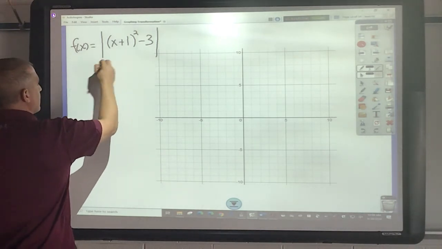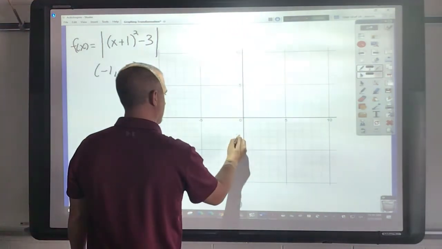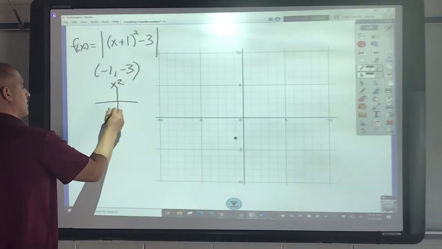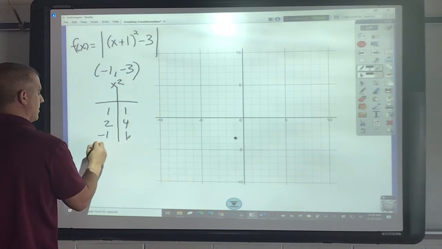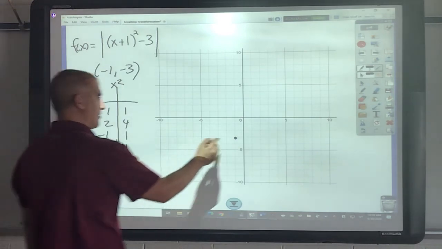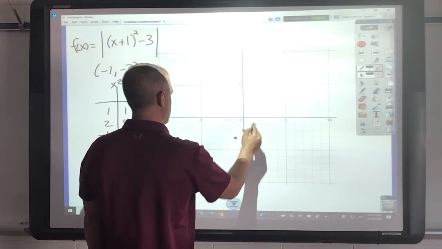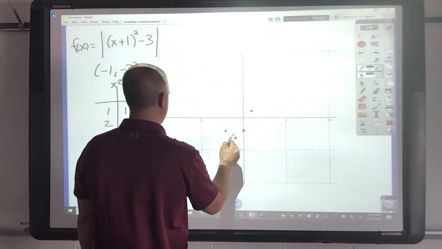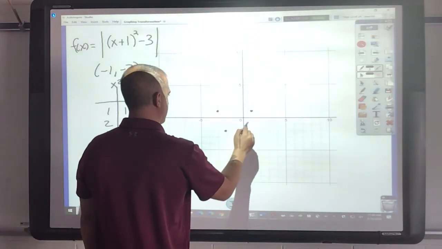So what I got here is my anchor point is negative 1, negative 3. Negative 1, negative 3. I have a quadratic. This is what this would look like. All right, I would go 1 over, 1 up; 2 over, 4 up; 1 left, 1 up; negative 2, positive 4. So what I normally have would be this.